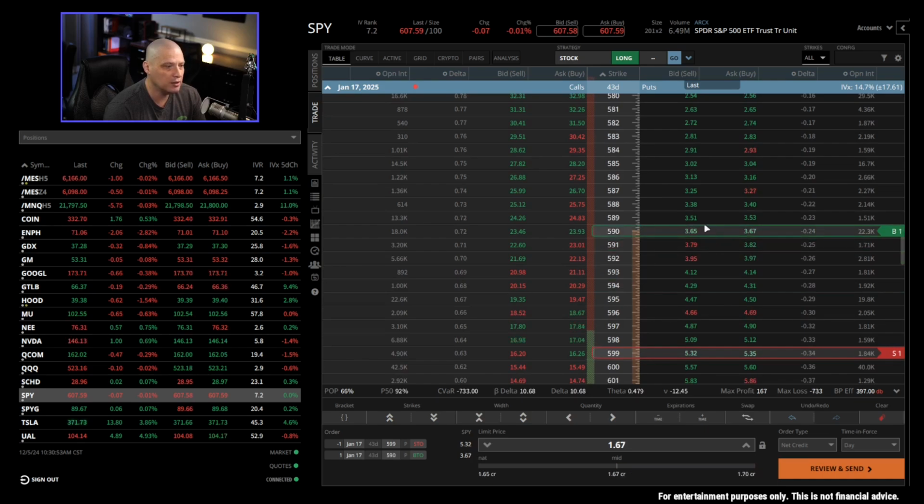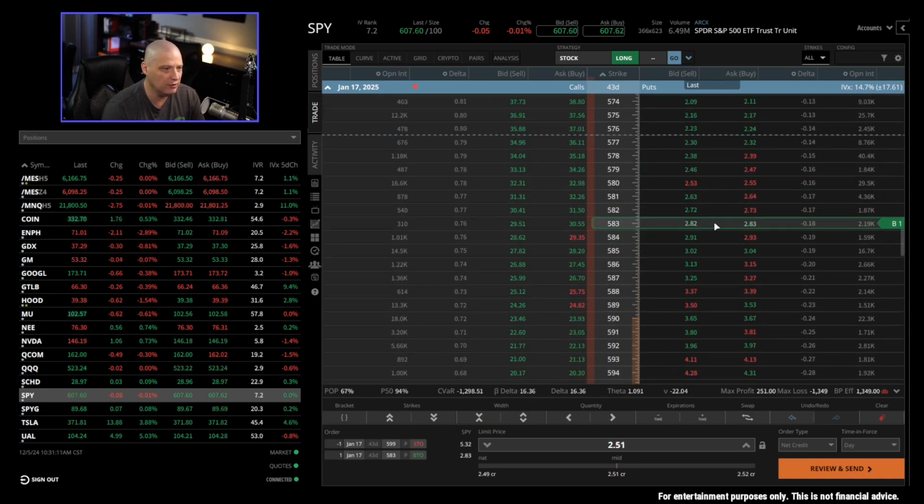So take that long put and move it out. Instead of doing a $5 wide spread, do a $10 wide spread. Now your max loss, instead of you risking 400 to make 100, you're risking 800 to make about 200, right? You've essentially doubled the size of the trade by making the spread twice as wide.